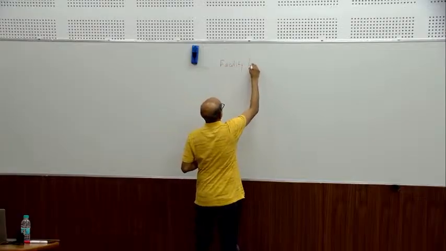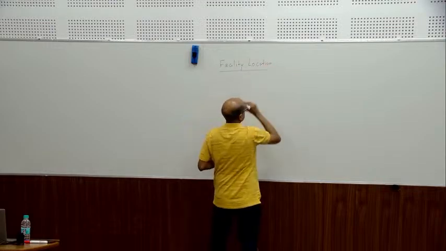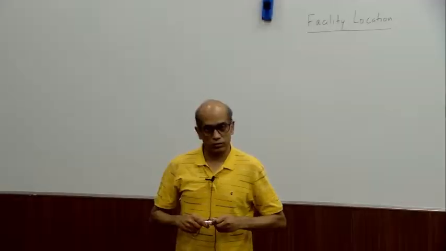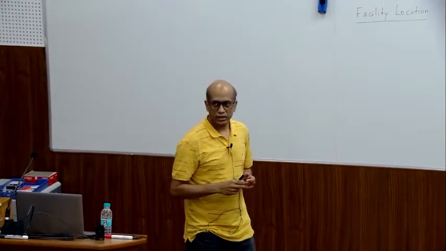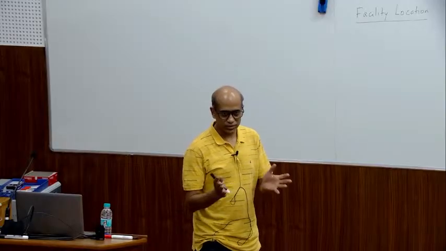Feel free to stop me if you don't understand something, because I'm going to assume that you know what a linear program is. You've seen that, you know how to write a dual, but maybe not enough about it. And you know some basic NP-complete problems, like set cover and vertex cover. So okay, what is the facility location problem?